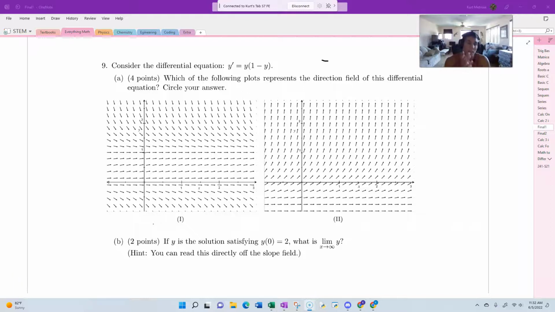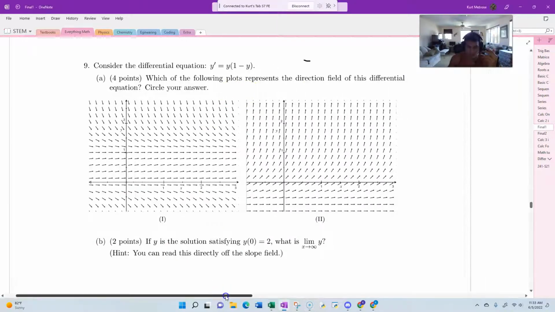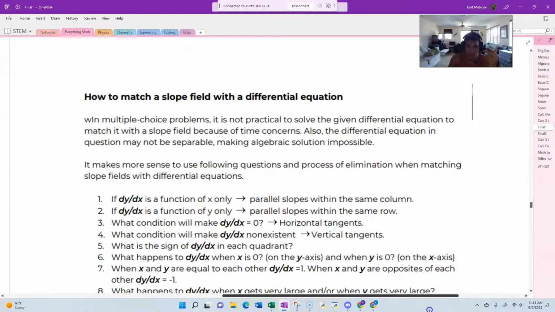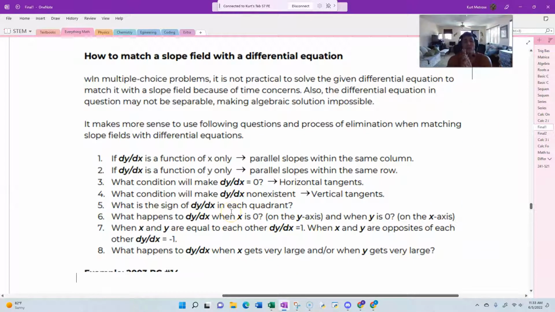Okay, so in this set, what we want to find is the directional field for this differential equation, right? And what do we see here in this case? We have this useful piece of information: is dy/dx a function of x only, or is dy/dx a function of y only?